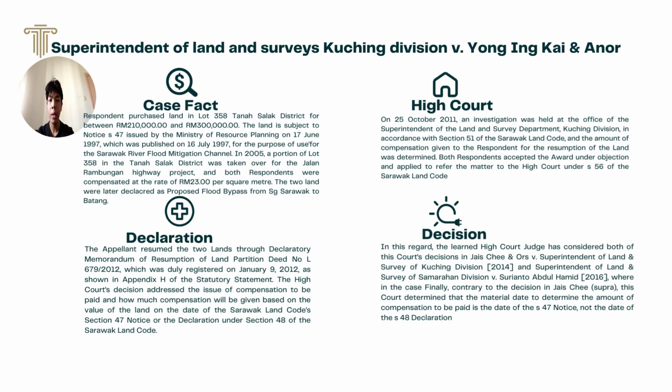In 2005, a portion of Lot 3-A in the Tanah Salak district was taken over for the Jalan Ramungan Highway project, and both respondents were compensated at the rate of RM23 per square meter. The two lands were later declared as proposed road bypass from Sungai Sarawak to Batang.